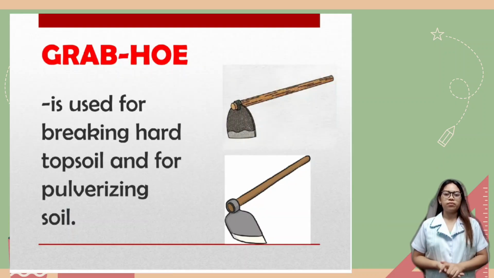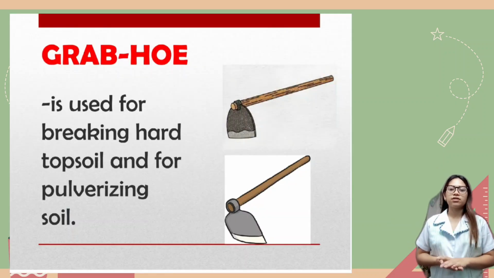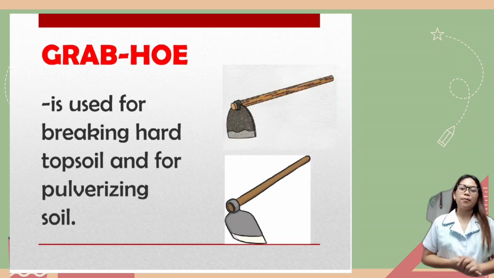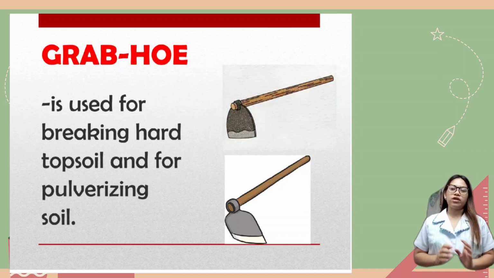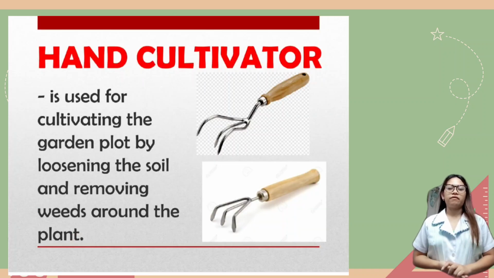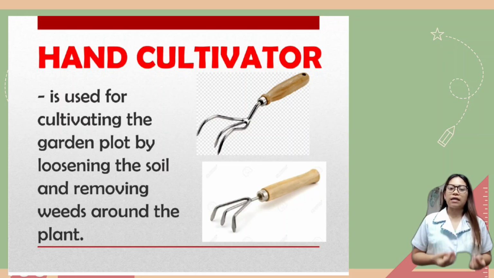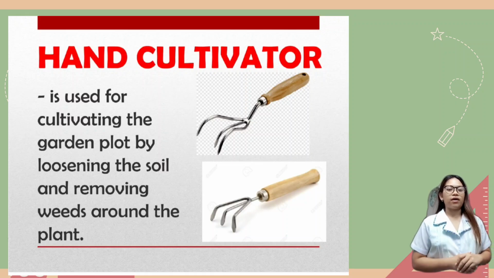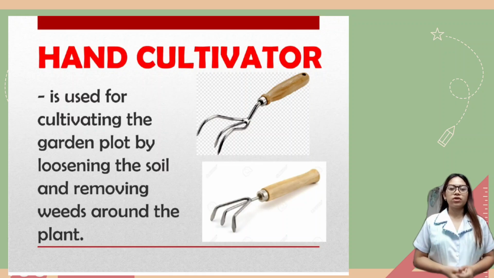So third is the grab hoe. Grab hoe is used for breaking soil and removing unwanted weeds and making rows for planting. So it is important because it helps farmers prepare the land for planting and promotes better crop growth. Can you follow, class? Alright, so the next is the hand cultivator. So it is used for loosening the soil around plants. It is important because it improves soil aeration and allows water and nutrients to reach plant roots more effectively.